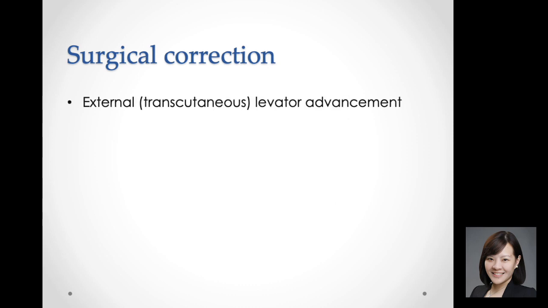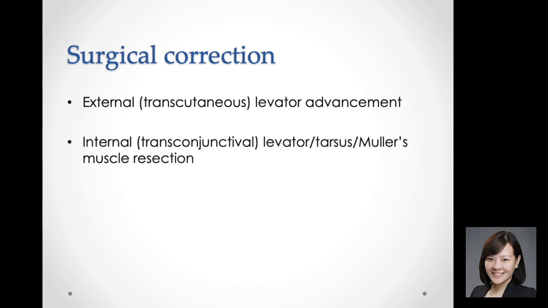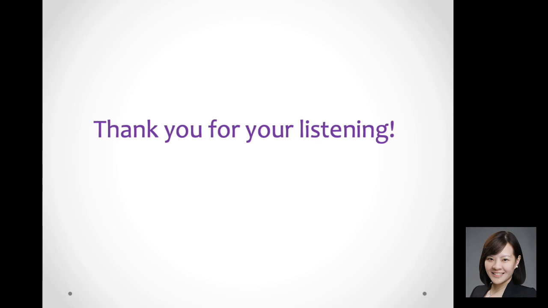So just in general, there are three types of surgical correction: your external or transcutaneous levator advancement, your internal or transconjunctival levator tarsus Mueller's muscle resection, or the posterior approach, and your frontalis sling suspensions. All of these will be discussed in more detail by Dr. Mark Imperial in the next lecture. Thank you for listening.